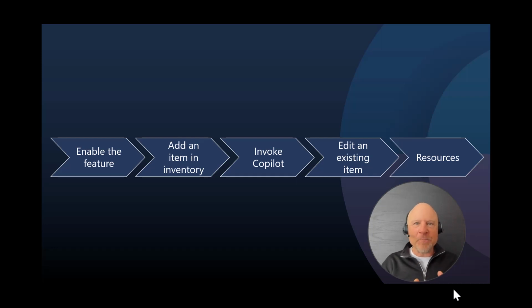In this video, I'm going to guide you through the process by first enabling the feature inside of Business Central. Then we'll go ahead and add a brand new item into inventory by scanning a photo or uploading a photograph. We'll invoke and leverage Copilot to create marketing text. And then I'll show you how to do the same steps only using an existing item inside your inventory. And then I'll wrap up with any of the additional resources I think would be beneficial for your education.